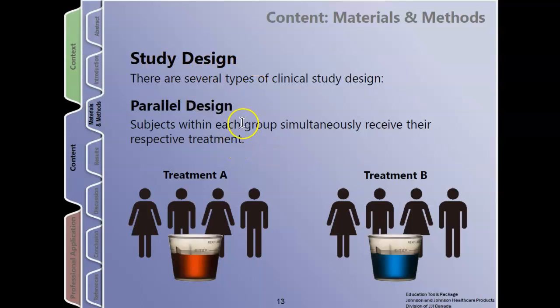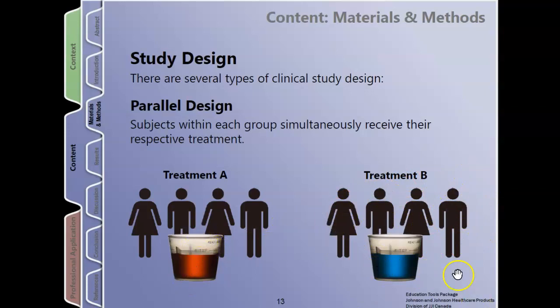And so sometimes you may hear of parallel design. Parallel design means that I have 2 groups of people. I have group A and group B. And I'm going to give group A this drug, and this drug is supposedly going to help them lose weight. And I'm going to give another group a different drug, and I'm going to, again, assume that this drug will also help them lose weight.